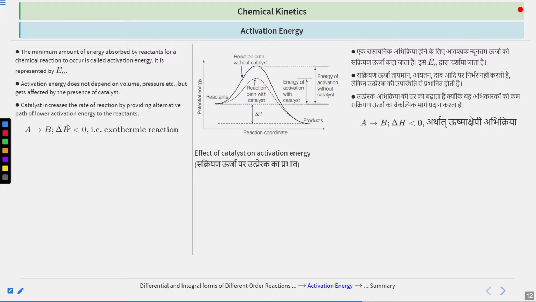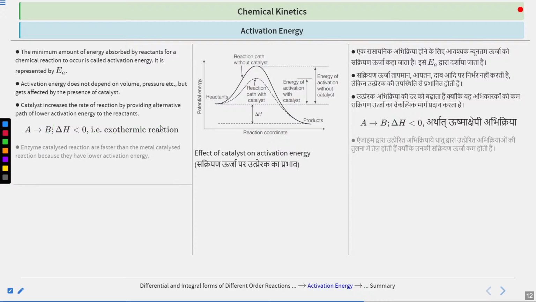So for going from A to B, it is quite visible that your delta H is less than 0 and it is an exothermic reaction, and the enzyme is catalyzing the reaction much faster than the metal catalyzed reaction. So enzymes are very much specific, as well as very much efficient. Means a small amount of enzyme can do a large amount of work, and that also in a very efficient way. Okay, because its mechanism is very complex, at the same time it is very detailed. So it acts upon its reactant very efficiently. So due to this reason, it is much more reactive than the metal catalyzed reaction.